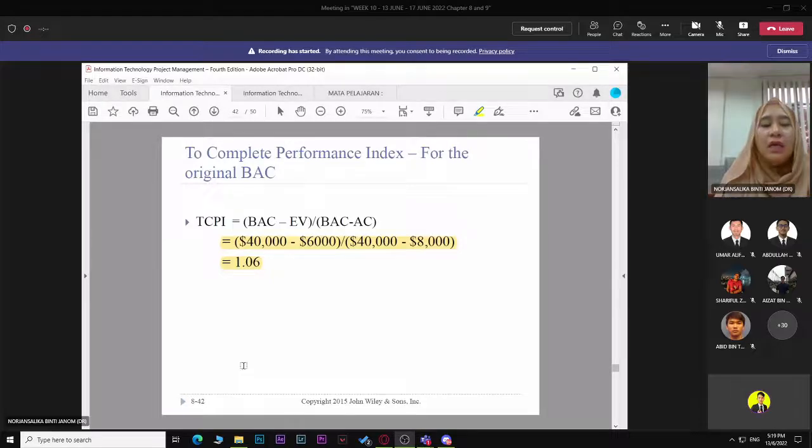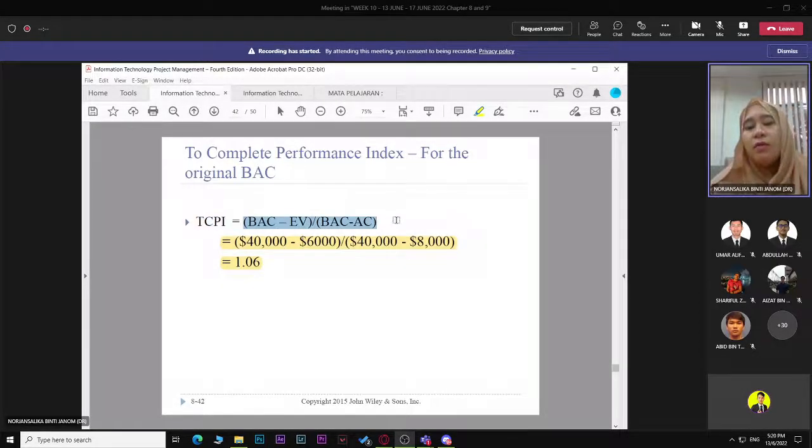So, okay, again, you need to know for each one that you spend, for each one that you plan to spend, what is the to-complete performance index? Okay, the ratio for each one, for each money that you spend. So you just calculate 40,000, just plot.